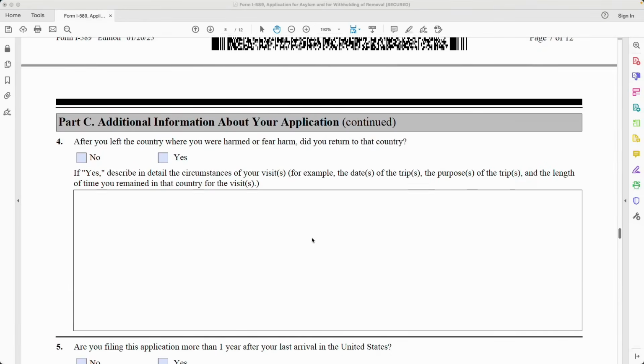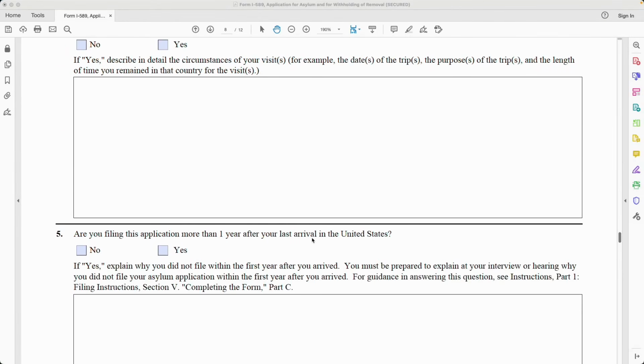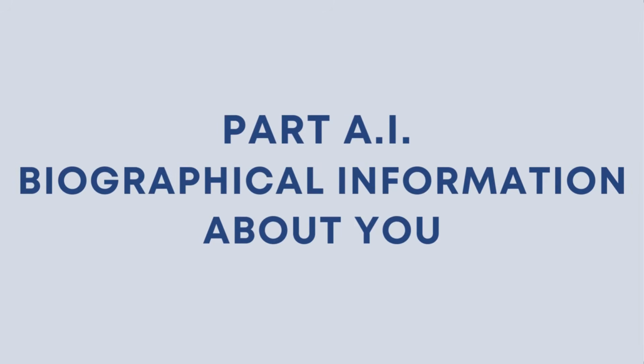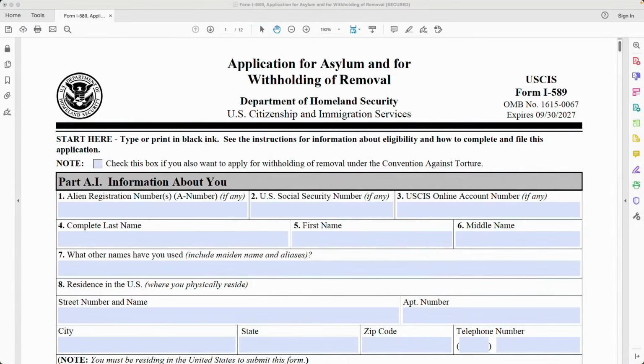You can check boxes on this form by clicking them if you are filling it out on a computer or phone, like this. If you are filling it out by hand, you can write an X in the box with a pen in black ink. Part A.I. Biographical information about you. This first part of the form asks for information about you, like your complete name and your current address.